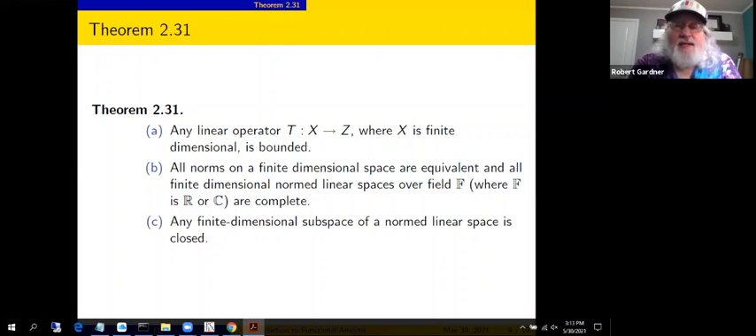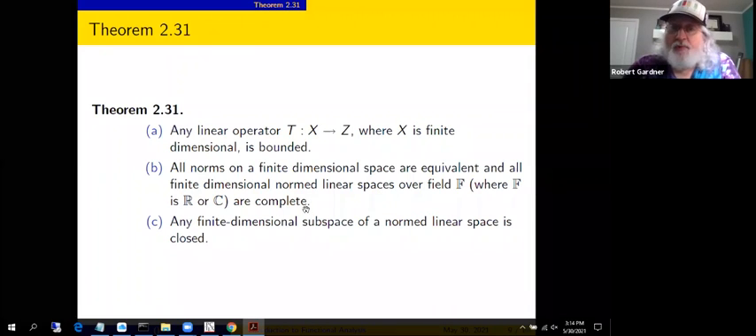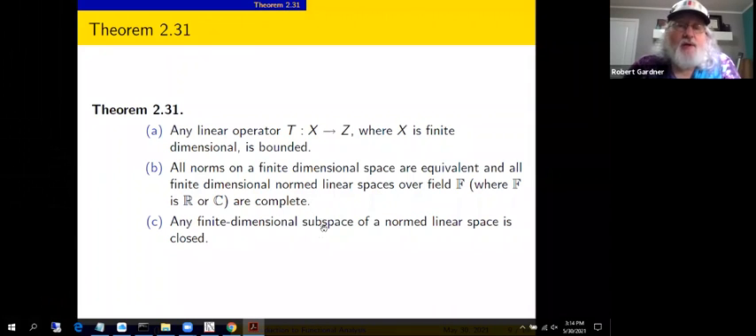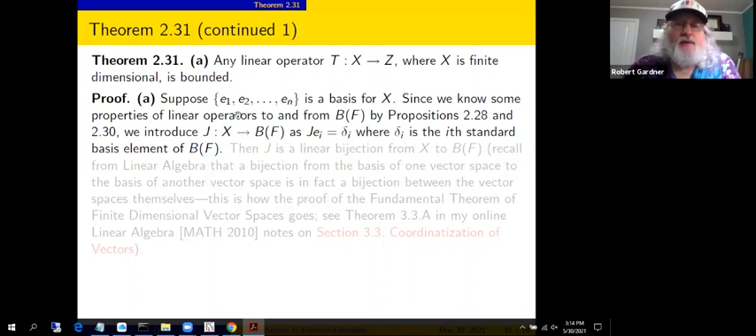You might show completeness of the complex numbers based on completeness of the real numbers. That's something you would do in complex analysis. But finite dimensional linear spaces over the reals or the complexes, no problems there. We have completeness. And finally, any finite dimensional subspace of a normed linear space is closed, topologically closed. Okay. Some of these are a touch lengthy; the final one's the shortest one, I think.